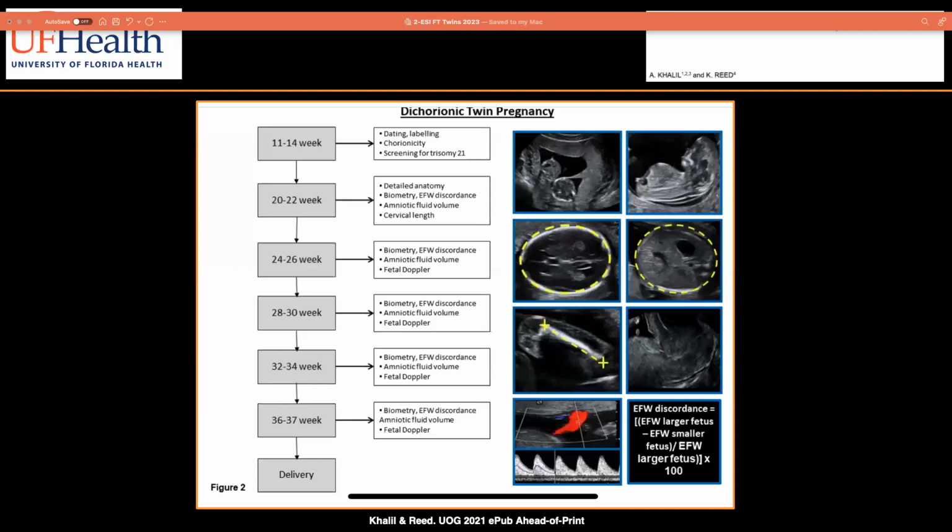Now, ISUOG has its twin guideline, and it does differ from the SMFM in terms of how we follow up and how frequently we assess monochorionic twins. But I will start with the dichorionic twins, and what they recommend is these are seen and labeled at 11 to 14 weeks. This is dichorionic. Then you don't need to bring them till 20 to 22, and you follow them every 4 weeks.